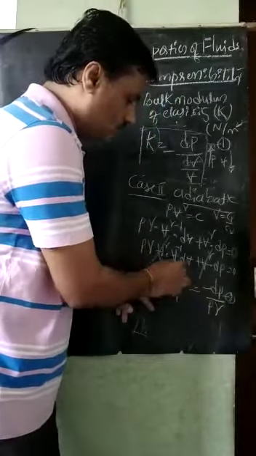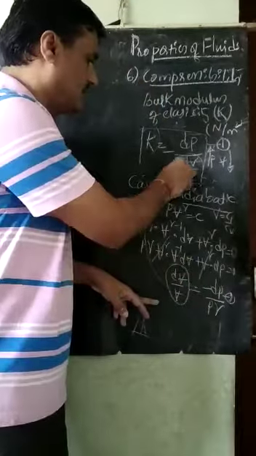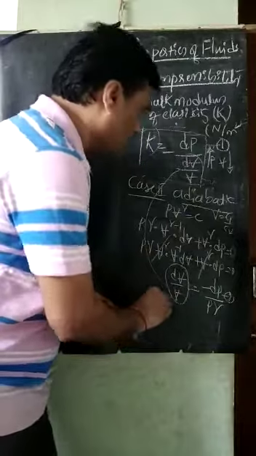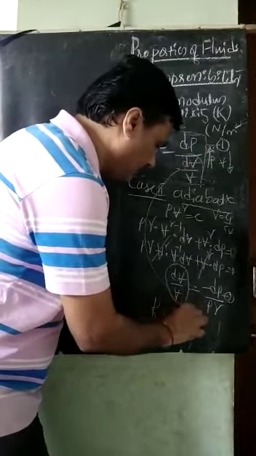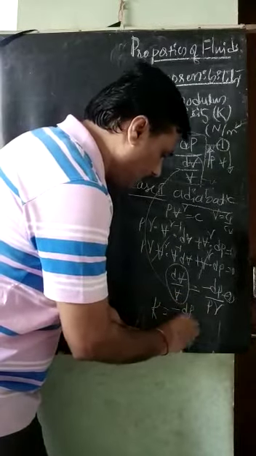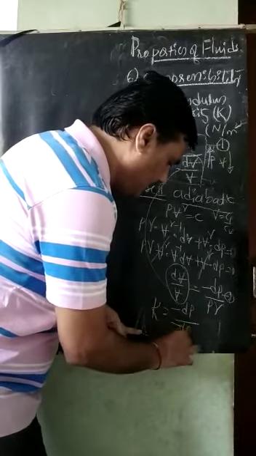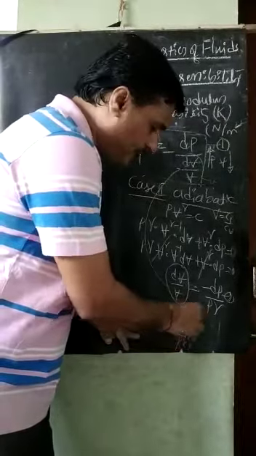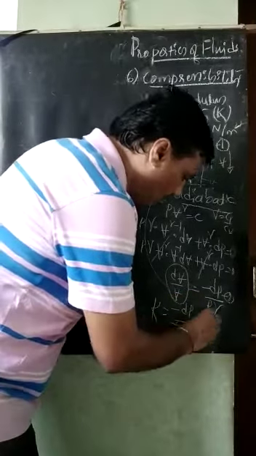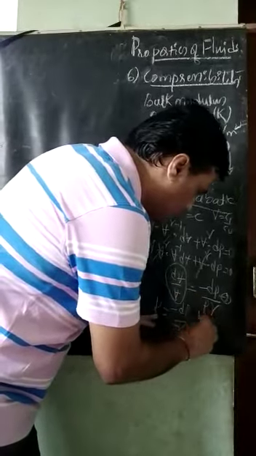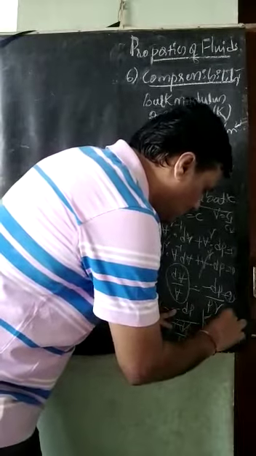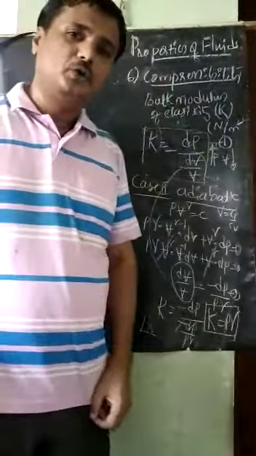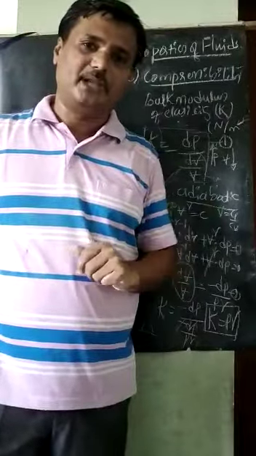Substitute this equation number 2, dV by dP value here. In this case, what am I getting now? K is equal to minus dP divided by minus dP divided by P into gamma. So minus minus will get cancelled, dP will get cancelled. What am I getting now? K is equal to P into gamma in case of the adiabatic process.